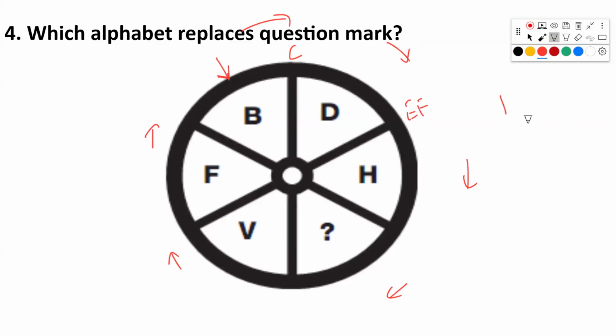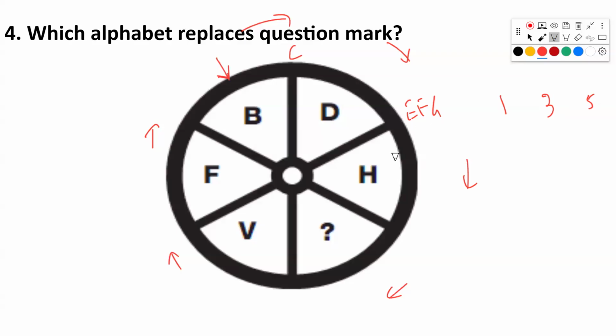So basically skip of one letter. Now skip of how many letters? E, F, G. Three letters. So after one letter skip, three letters skip. So logically, what do you think? I skipped one letter, then I skipped three letters. What should I be skipping now? Logically, one, three, and then, okay, five.